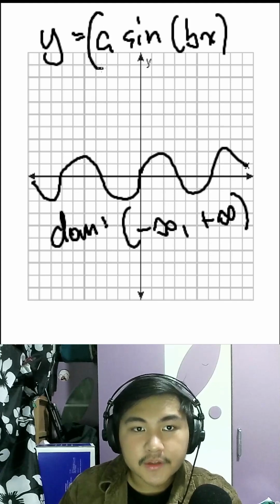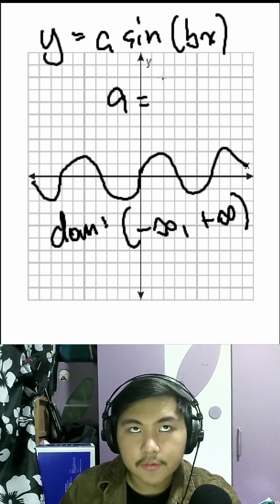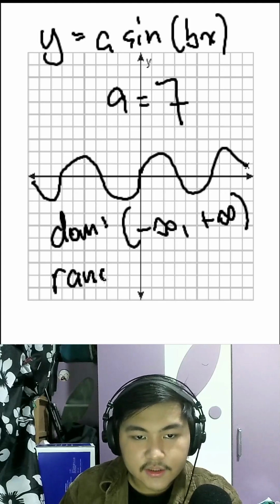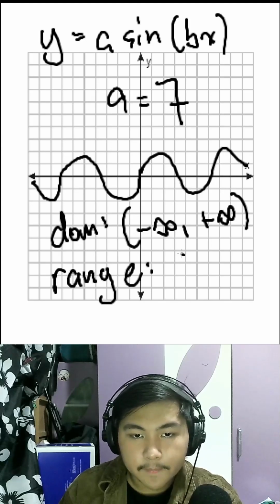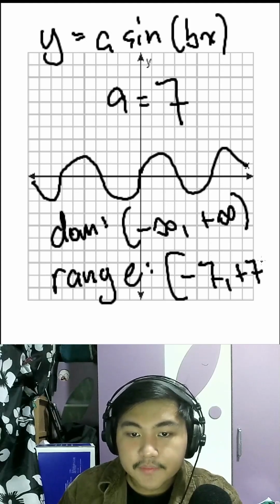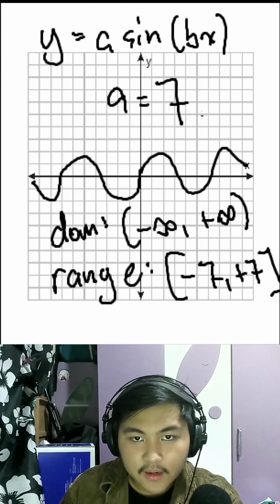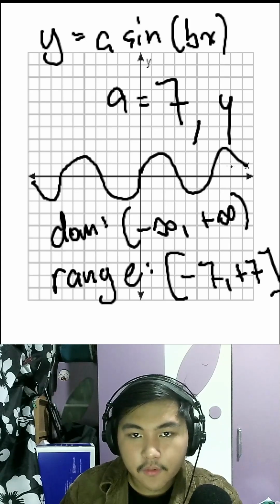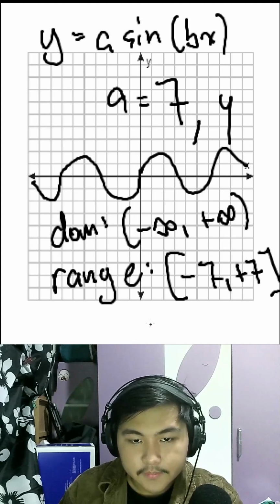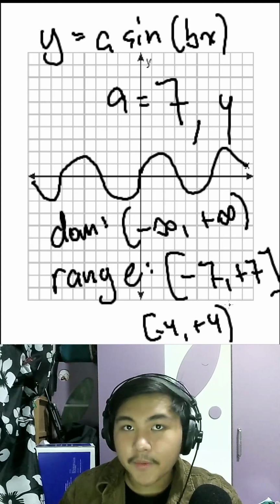But generally, it always depends on what your amplitude is. So let's say your amplitude, or A, is equal to 7. Now, the range would go from negative 7 to positive 7, included. That's about it. Or let's say A is equal to 4. So negative 4, positive 4. It's as simple as that.